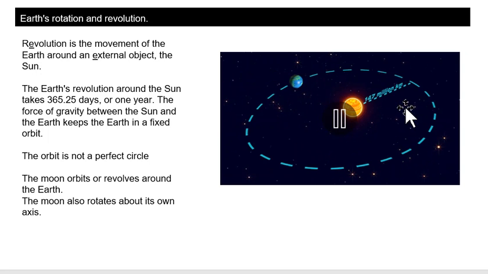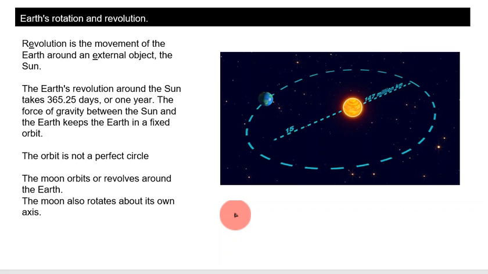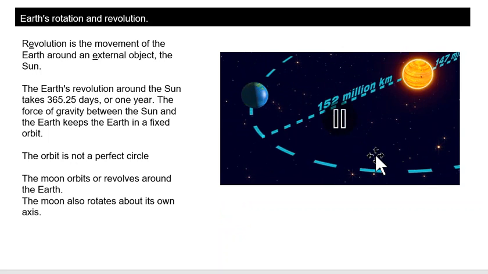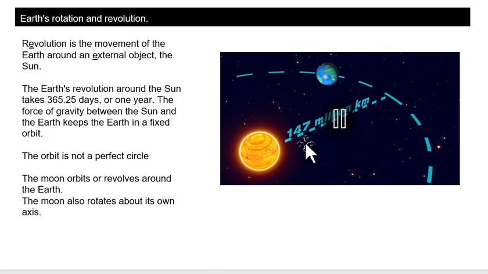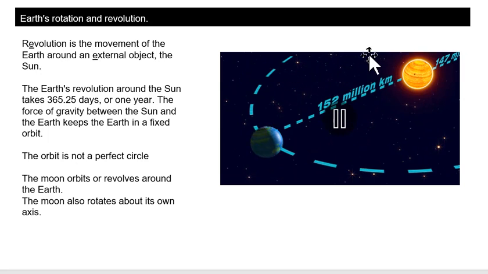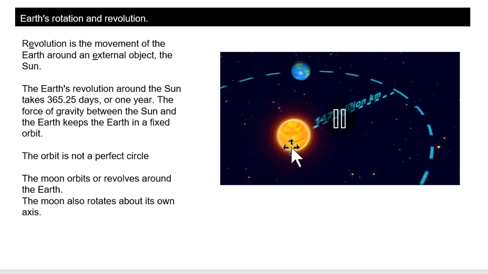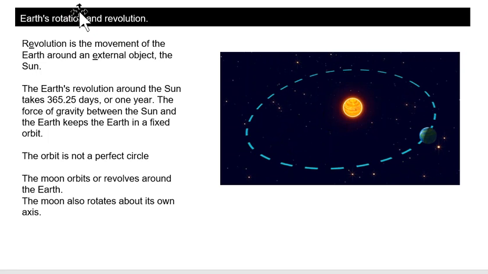This movement of the Earth around the Sun, and the orbit, the path that the Earth takes around the Sun, is not a perfect circle. It's an ellipse. So at some points on its journey around the Sun, the Earth is closer to the Sun, and at another point it's further away from the Sun.